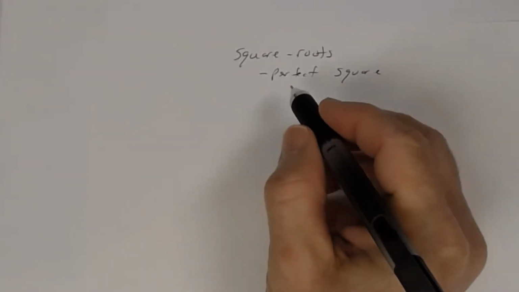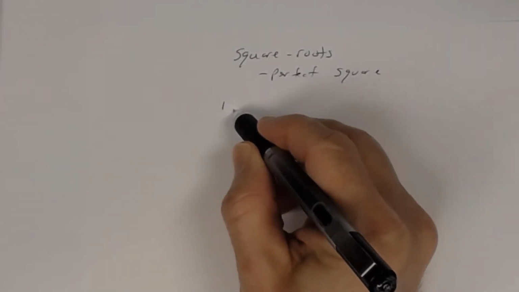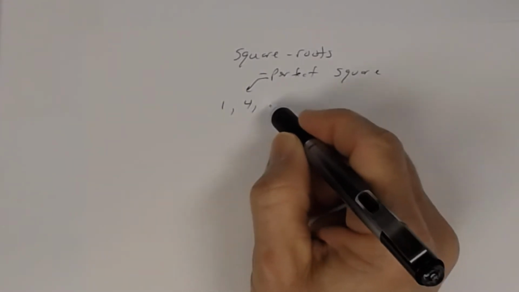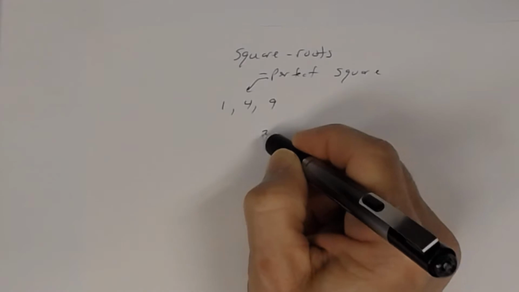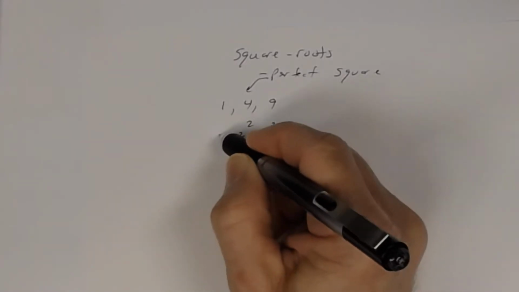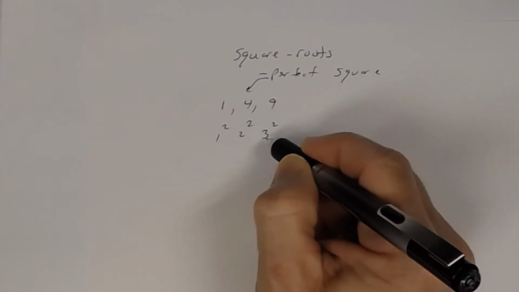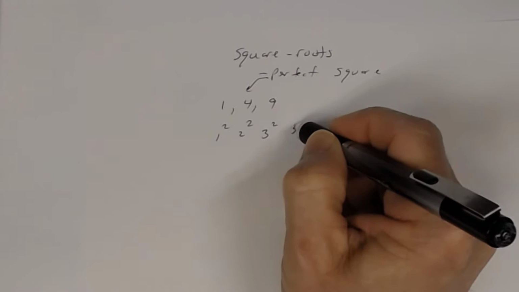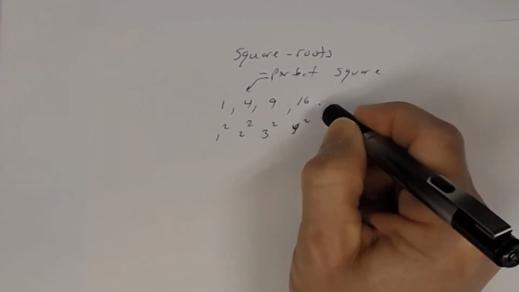And so remember, your perfect squares are 1, 4. So these are your perfect squares. 1, 4. The next one is 9 because remember 3 squared is 9. And for 4 we said 2 squared, 1 squared. So we're just taking all these whole numbers and we're squaring them. And so the next one is 4 squared, which is 16, and so on.